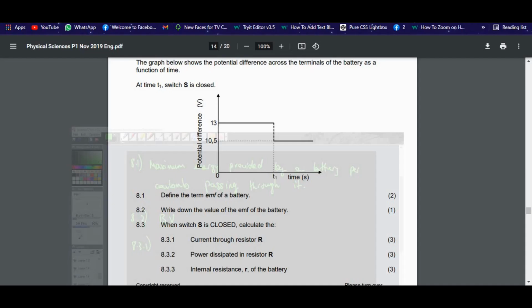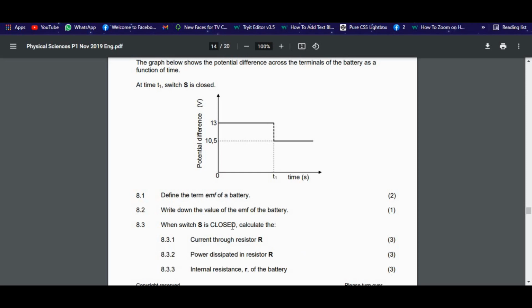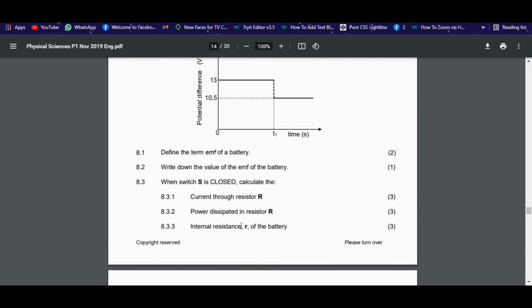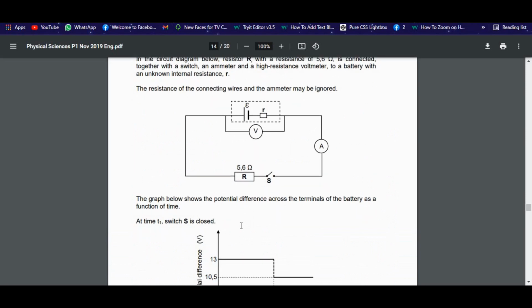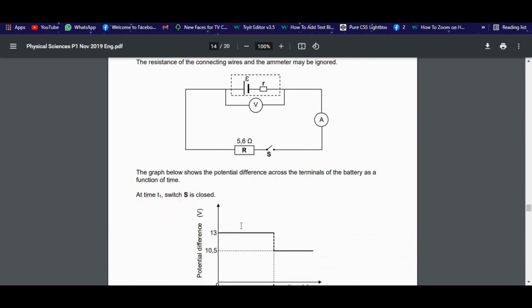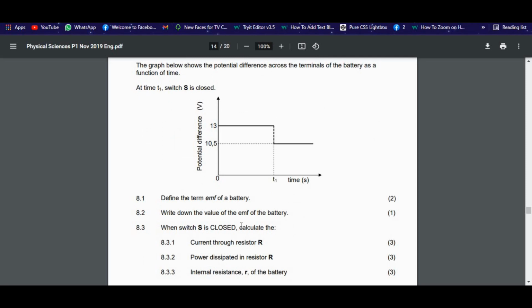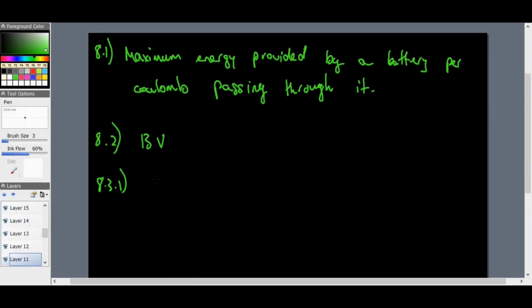8.3.1 looks like it's going to be some calculation questions. When switch S is closed, calculate the current through resistor R. Here we have resistor R with a value of 5.6 ohms, and they want the current. That's Grade 11 work. So we again use R equals V over I. 5.6 is equal to 10.5. Why do we use 10.5?